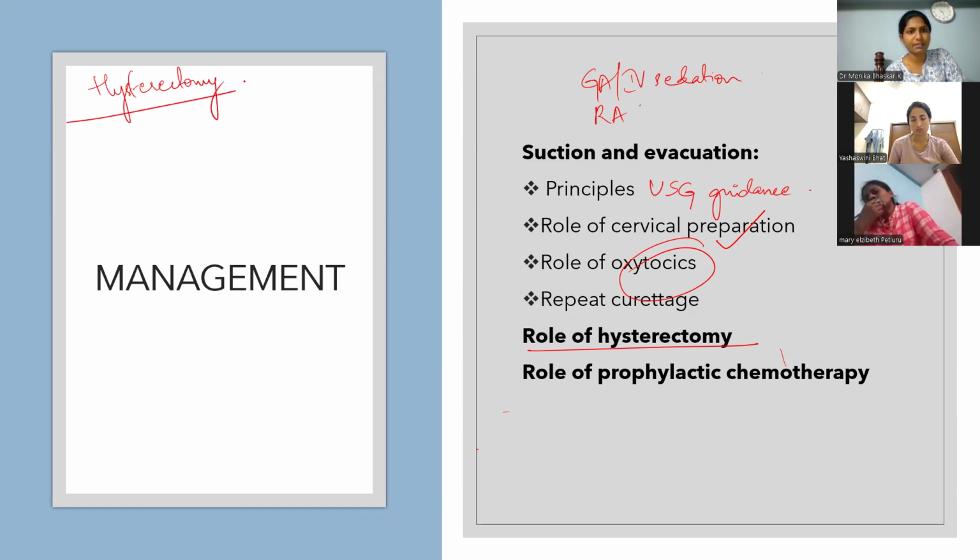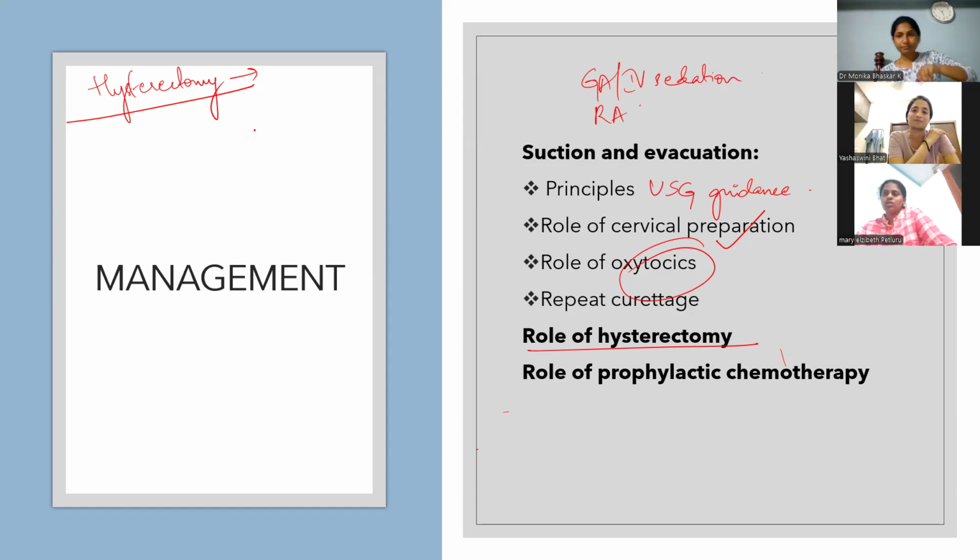Yashaswini, do you have any idea when hysterectomy is done? It is invasive. If it is invasive, or if during the procedure there is uncontrolled bleeding that is not controlled by medical management, or after evacuation, if there is severe bleeding which is not getting controlled by any medical management.